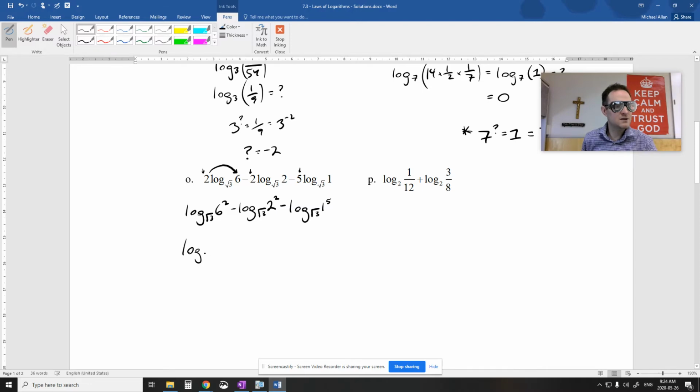Okay, so I'm just going to write down some of these simplified down here. Sorry, 6 squared is 36. 2 squared is 4. And 1 to the power of 5 is 1. Okay. 1 times 1 times 1 times 1 times 1. It's just a bunch of ones. So 1. Okay. So I'm going to go in order.